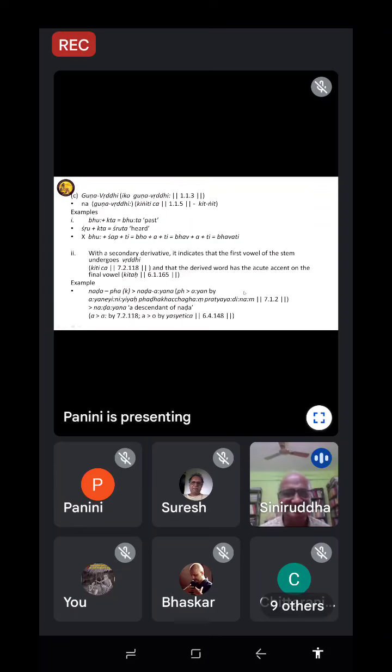Okay, that is most important. One should understand how Panini allows options and also the benefits. Guna and Vriddhi. This is very common, as I told you, among all Indian languages. It is not in English or any other language. It is a speciality of Guna and Vriddhi.